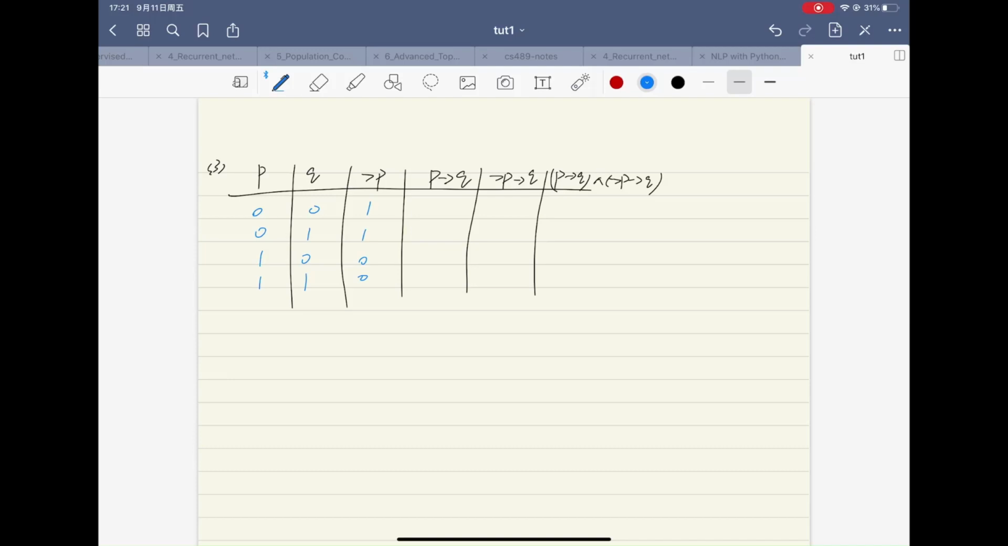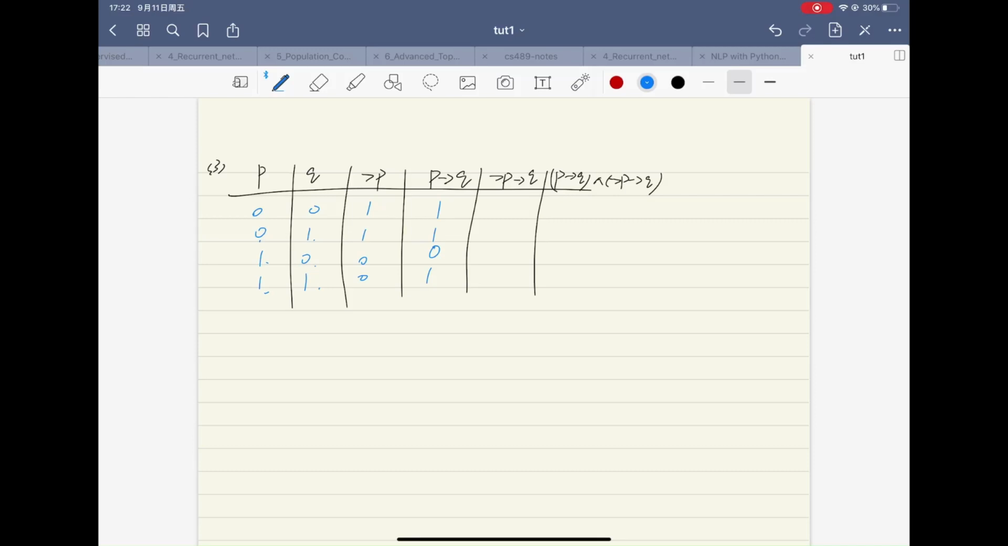After that we want P implies Q. We know false implies false will be true. False implies true will be true. True implies false will be false. And true implies true will be true. It's just 1 1 0 1.